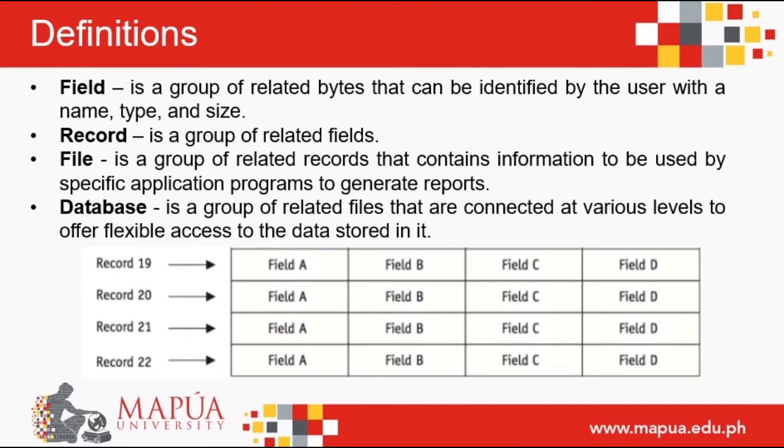For the definitions, we have field, record, file, and database. A field is a group of related bytes that can be identified by the user with a name, type, and size. A record is a group of related fields. A file is a group of related records that contains information to be used by specific application programs to generate reports. Lastly, a database is a group of related files that are connected at various levels to offer flexible access to the data stored in it.